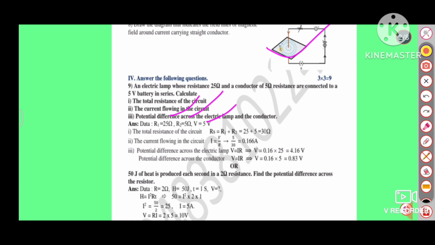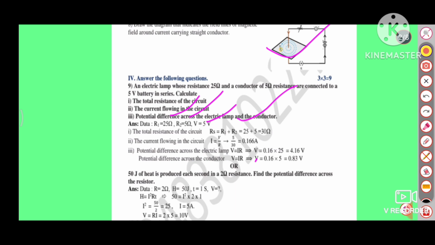First one is the total resistance of the circuit. Rs = R1 + R2 = 25 + 5 = 30 ohm. Second question answer, the current flowing in the circuit: I = V/R. V is given 5, R is given 30, divided. The answer is 0.16 ampere.